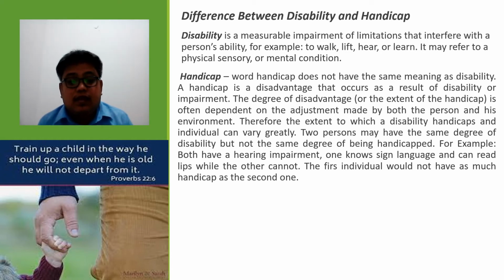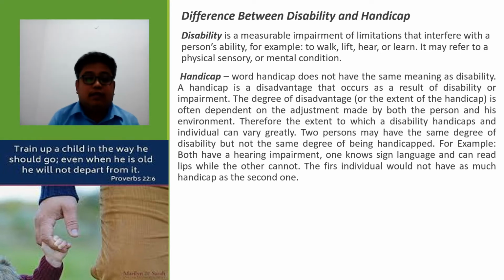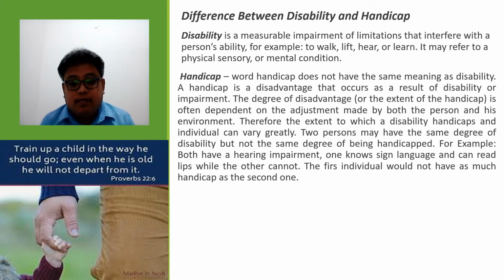The degree of disadvantage or the extent of the handicap is often dependent on the adjustment made by both the person and his environment. Therefore, the extent to which a disability handicaps an individual can vary greatly. Two persons may have the same degree of disability, but not the same degree of being handicapped. For example, both have a hearing impairment, one knows sign language and can read lips while the other cannot. The first individual will not have as much of a handicap as the second one.